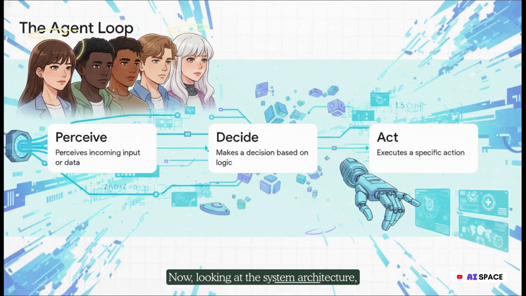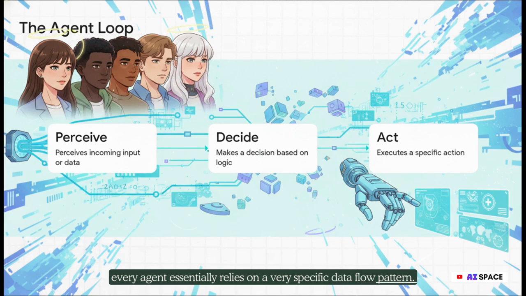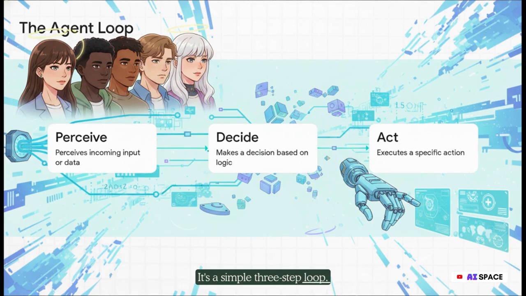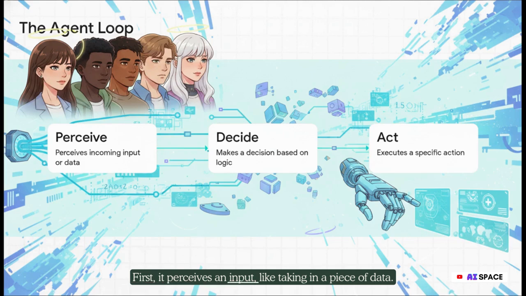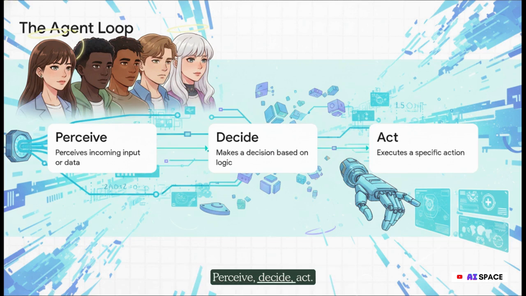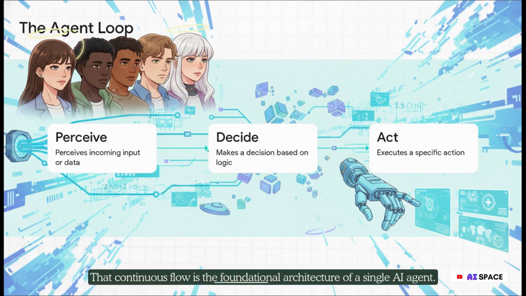Now, looking at the system architecture, every agent essentially relies on a very specific data flow pattern. It's a simple three-step loop. First, it perceives an input, like taking in a piece of data. Second, it decides on an action based on its internal logic. And third, it acts. Perceive, decide, act. That continuous flow is the foundational architecture of a single AI agent.